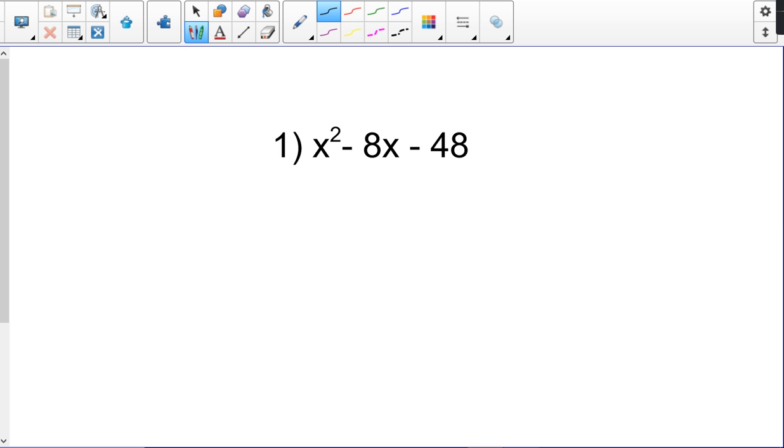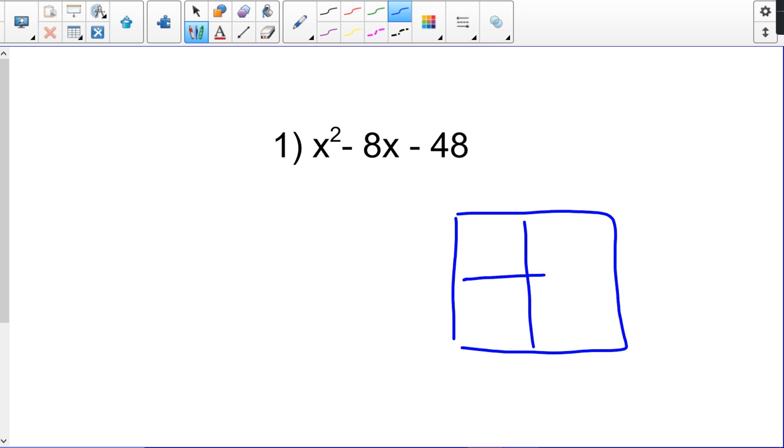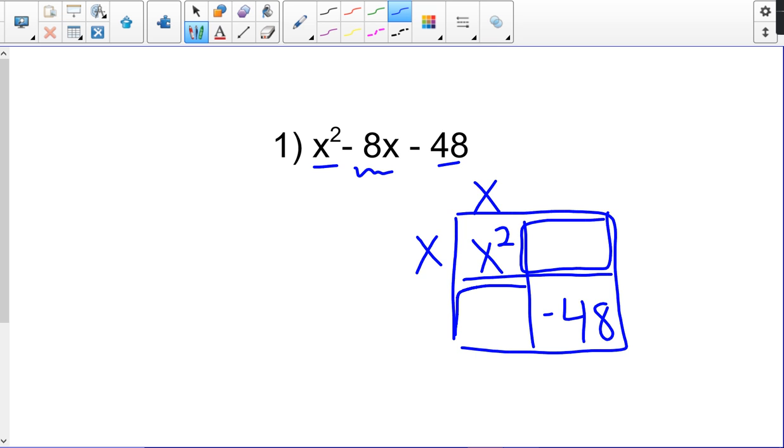So in class, we used a box to help us understand what happened. How did we get this product? Well, we had x squared in here. That's the first term, x squared, and that came from multiplying x times x. And then we have the negative 48 right here, and that came from multiplying two whole numbers. And then we have this negative 8x. This term is what we get when we combine whatever was over here with whatever was over here.